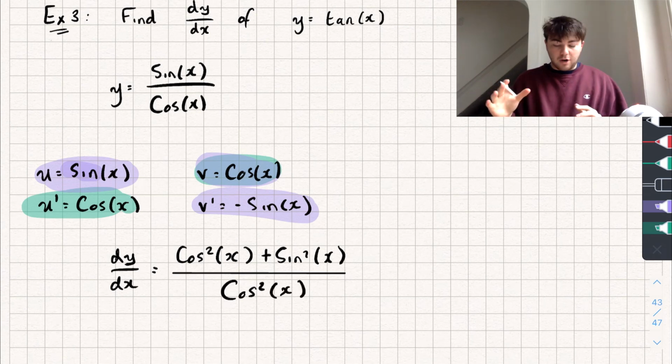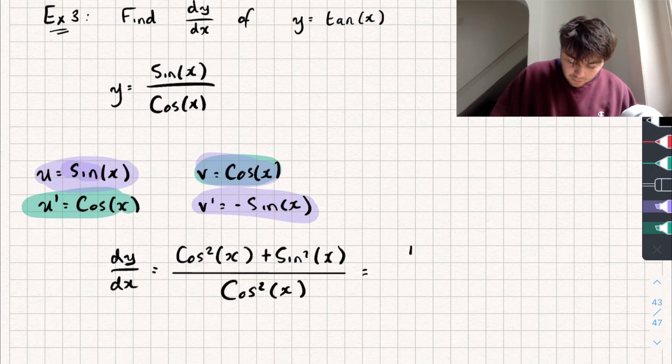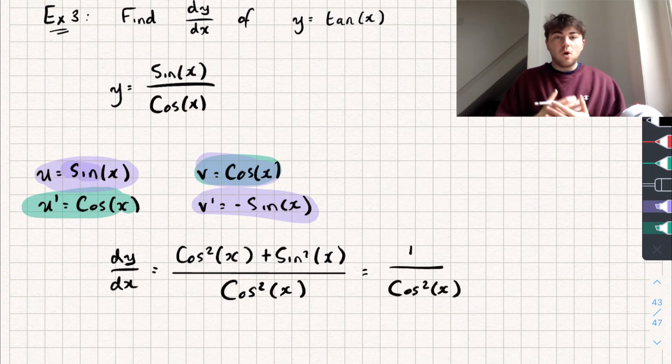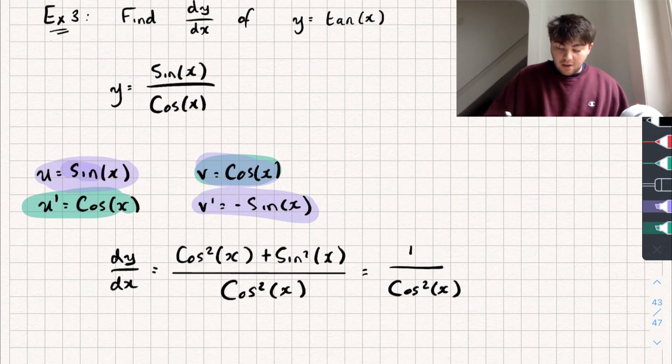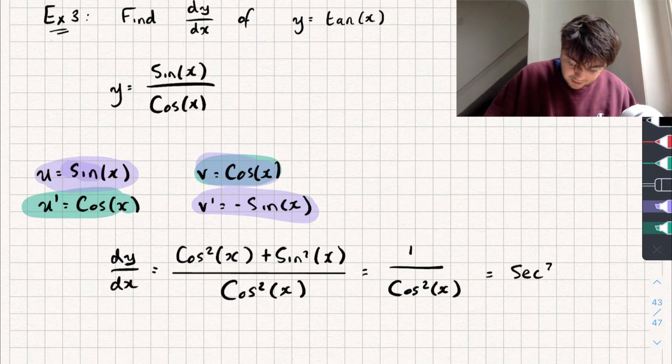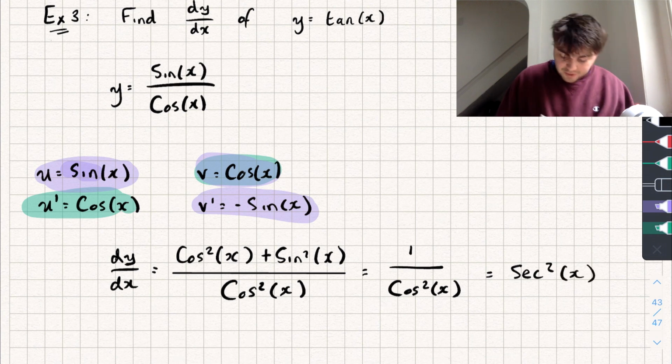Now if we look at the numerator, cos squared x plus sine squared x is actually a trig identity and it equals 1, so this derivative is going to be equal to 1 over cosine squared of x, and 1 over cos of x is secant x, and so if we're squaring it, our answer is going to be sec squared of x as our derivative.